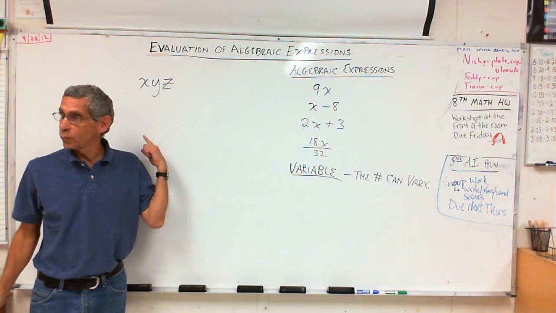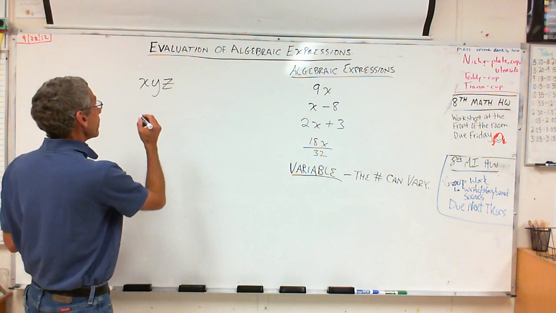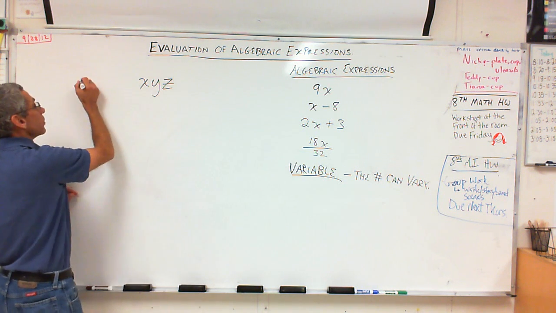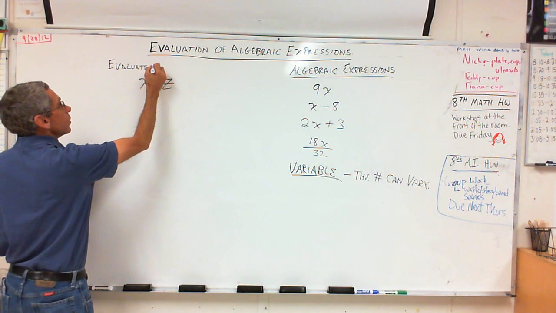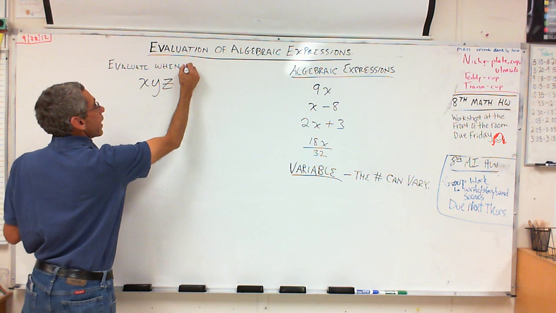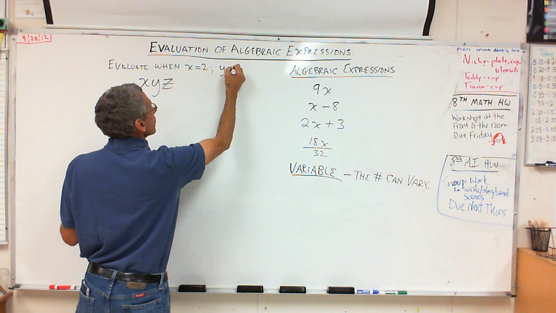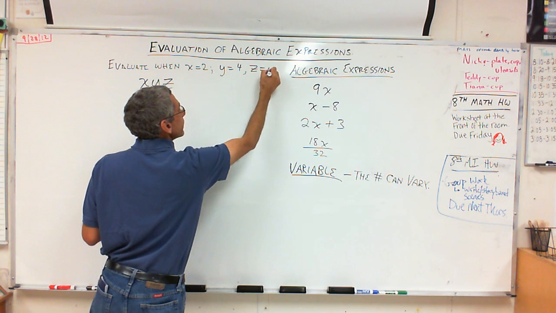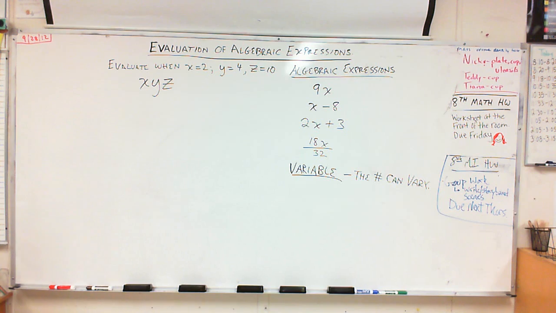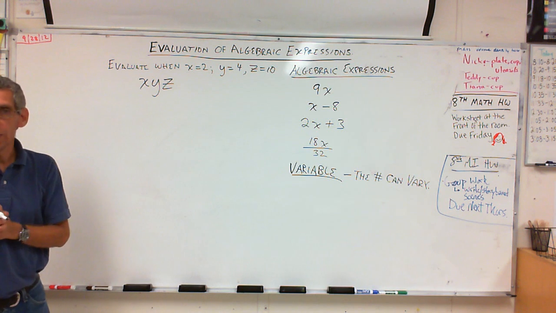That is called an expression. That is an algebraic expression. And I'm going to say evaluate when x is equal to 2, y is equal to 4 and z is equal to 10. And this is just one example. I could have put anything in here, but that's what I chose off the top of my head.